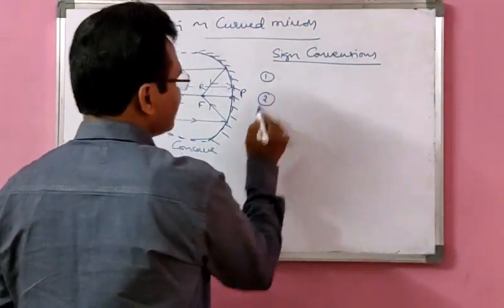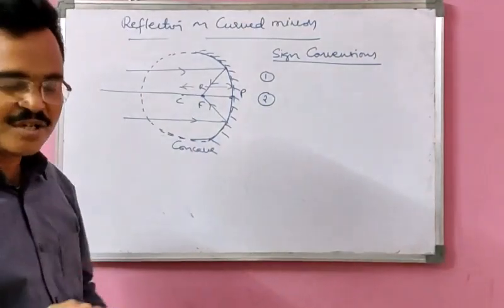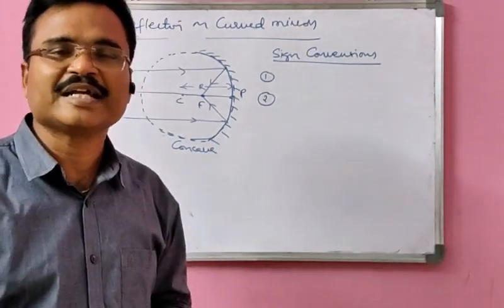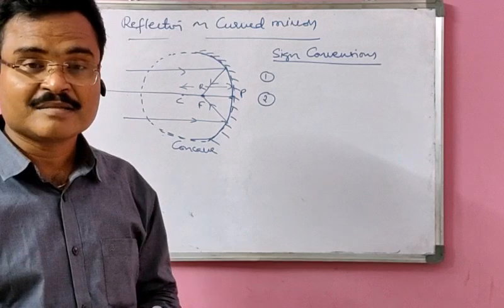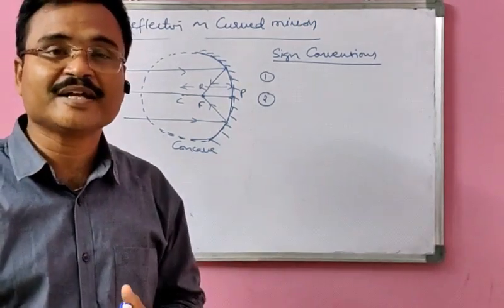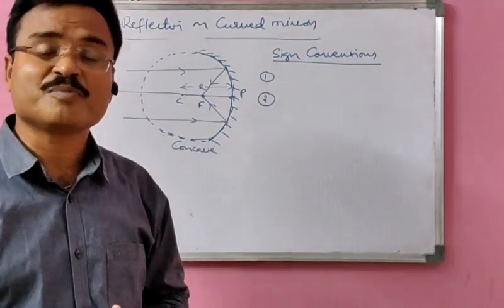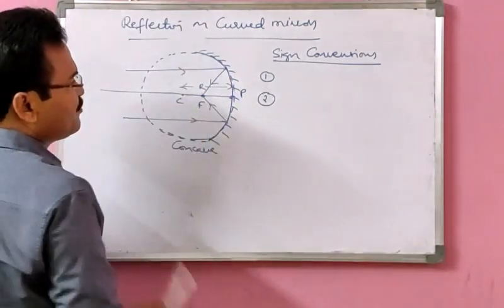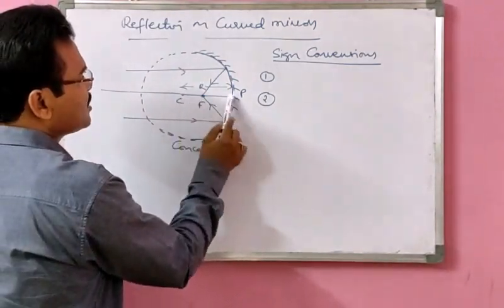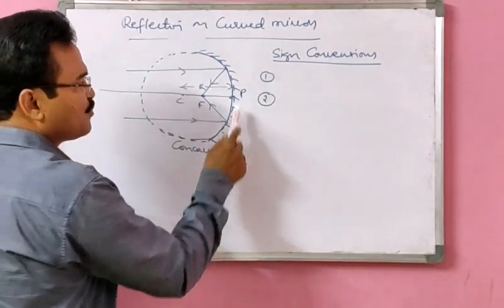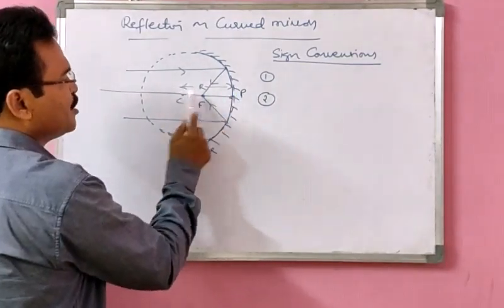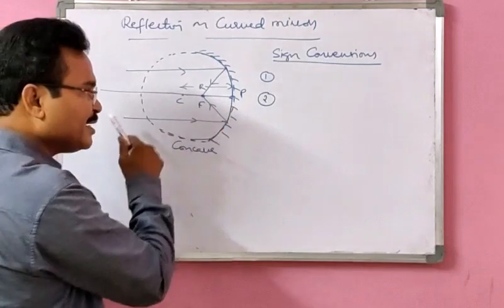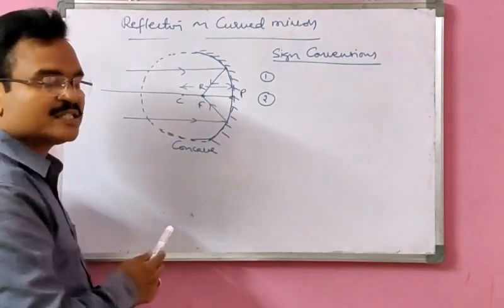Second one: the distances measured in the direction of the incident ray are taken as positive and those opposite to the incident ray are taken as negative. For example, in this case, the rays are coming from left to right. If you want to measure this radius of curvature, you have to start from the pole and go from pole to C. You are going from right to left, but the rays are coming from left to right. Means you are going against the rays, means the radius of curvature is negative.